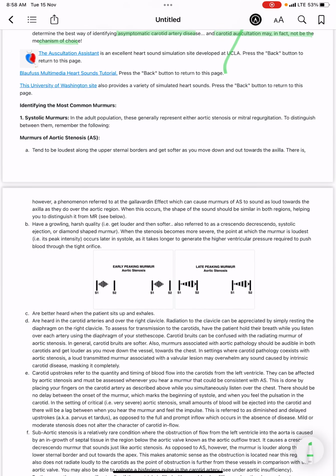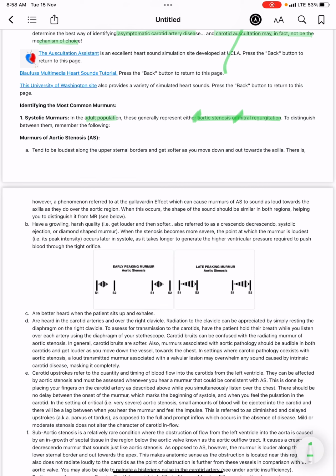And then systolic murmurs. In the adult population, these generally represent either aortic stenosis or mitral regurgitation. To distinguish them, remember the following. Systolic murmur means you have to remember two conditions: one is aortic stenosis and the other is mitral regurgitation.